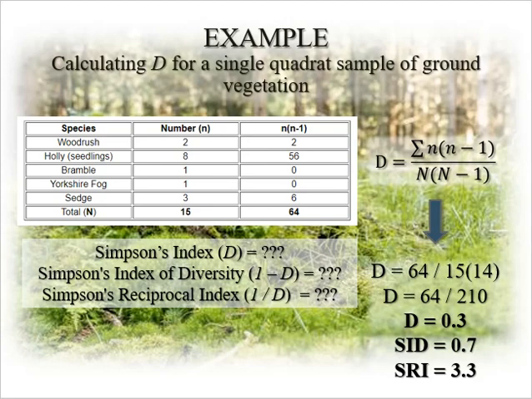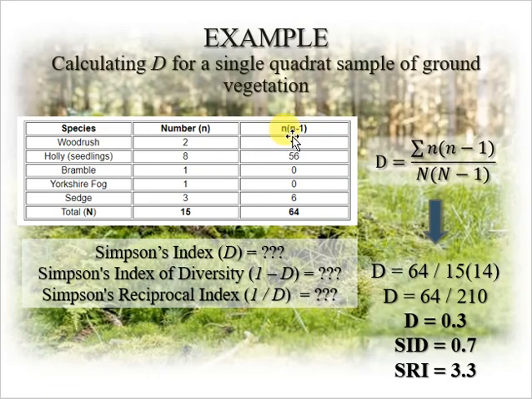So using this information, these are the number of individuals per species of ground vegetation. We can then take that number and multiply it by the number of individuals minus 1. If you sum all of these values, that will give you your n value, your small n, right?